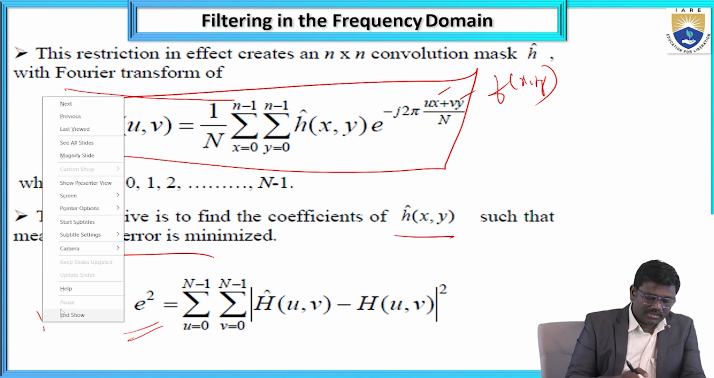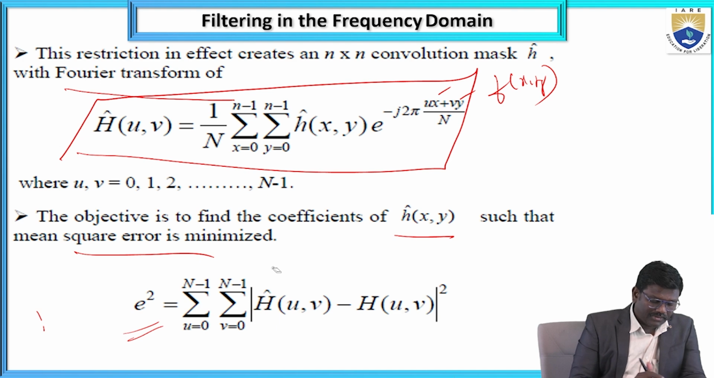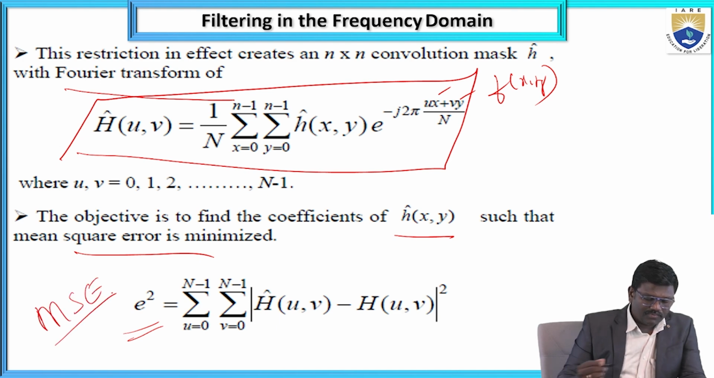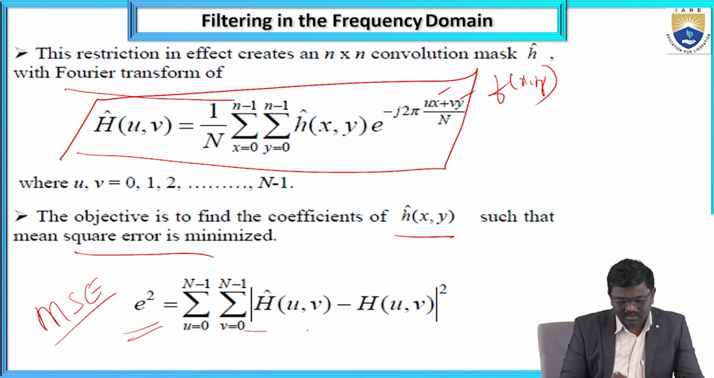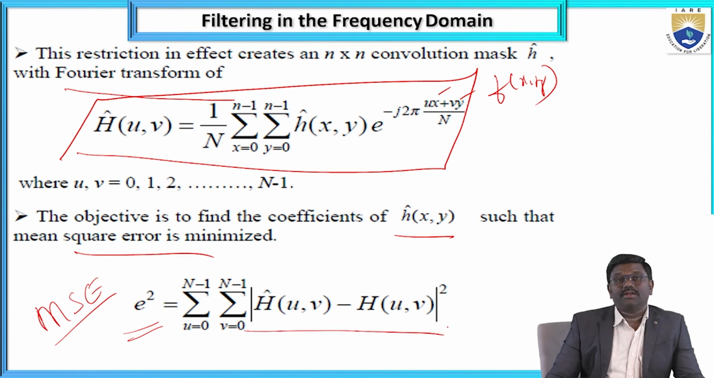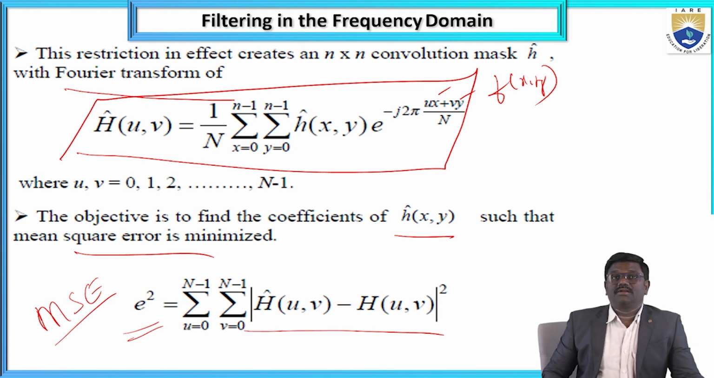That is MSE, what we call mean square error. So we are going to concentrate on these values to reduce the error and get the required output, nothing but the resultant image which, based on the applied Fourier transform, will be 100% perfect.